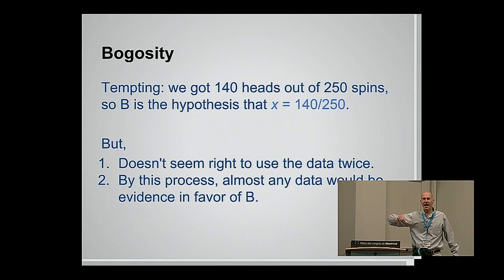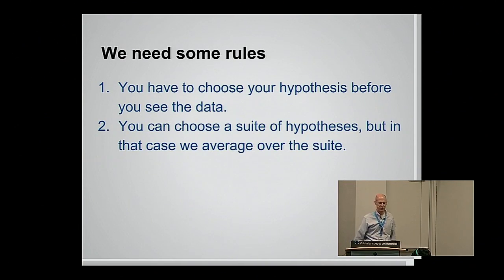I can't use the data to define my hypothesis and then use the data again to evaluate my hypothesis. That doesn't seem right. Something is obviously wrong here, because if you do this, then you would conclude that practically any data supports B. F would not do very well under this strategy. So it's clear that we're going to need some rules before we're ready to place the bet.